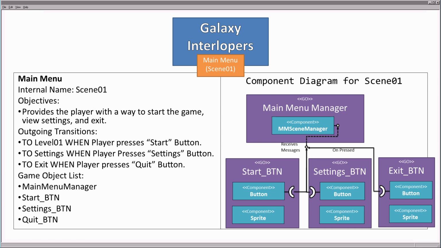Here's an example of the main menu scene, which also includes the component diagram. We notice each one of the game objects within the system with their associated components. More details regarding each game object and the associated components are within the provided game design document.